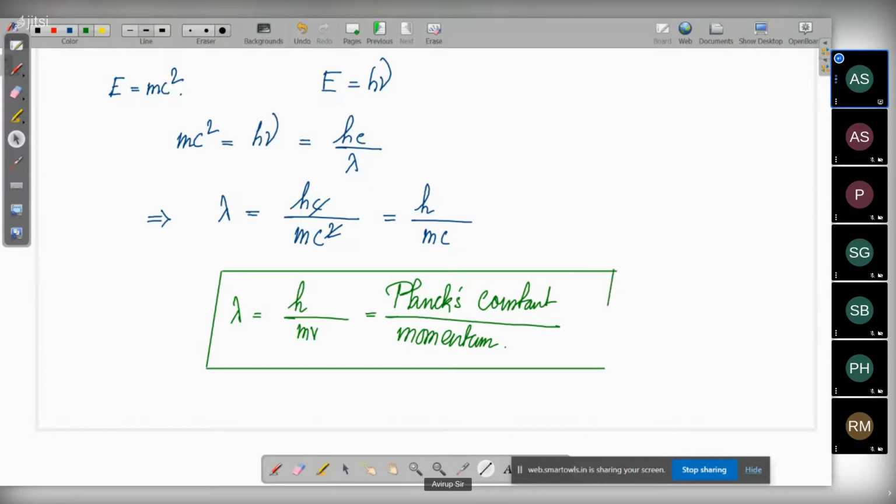So we have done de Broglie also. What does this equation actually prove? Let's see. Under Planck's theory, we got to know that light has particle nature. By the way, this lambda is known as the de Broglie wavelength, and this equation is ultimately known as the de Broglie equation.